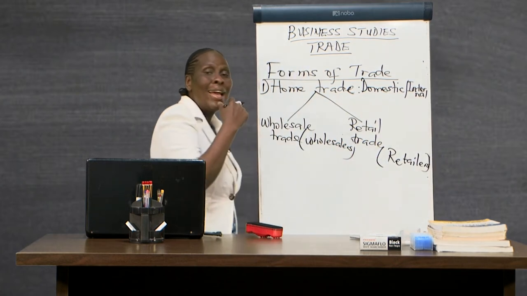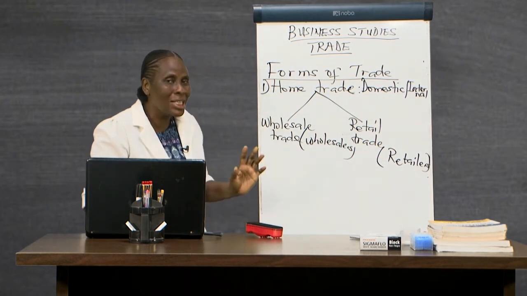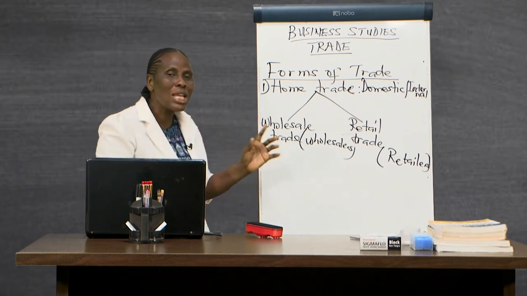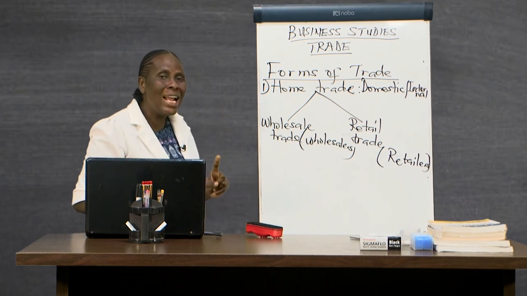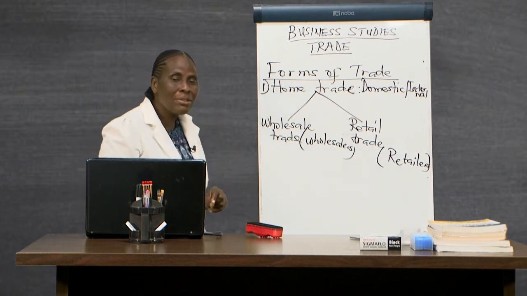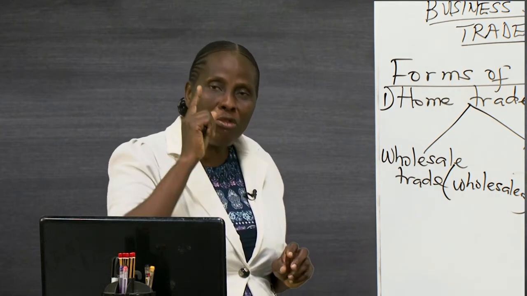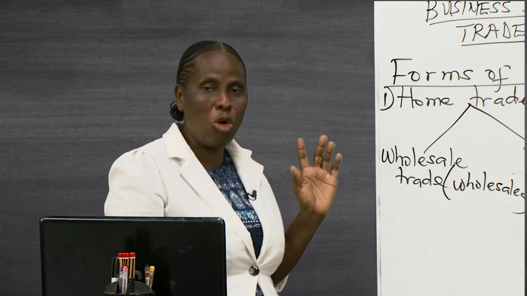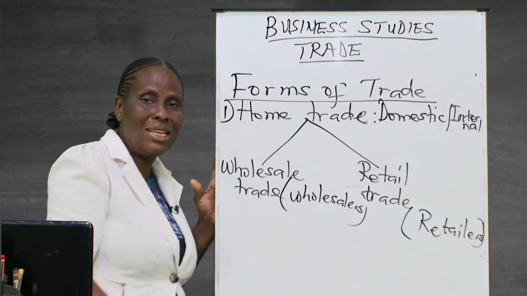Retailers. So those people, they don't sell in dozens. They cannot sell in cartons. They cannot afford to sell in half cartons like the wholesalers will do. But they sell a sachet of pure water, maybe just one biscuit, a loaf of bread, a box of matches, and so on. So that is about wholesale and retail trade.